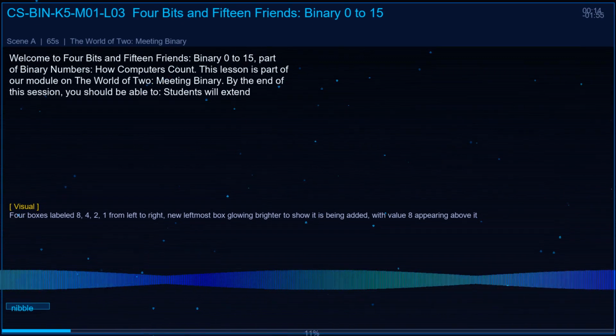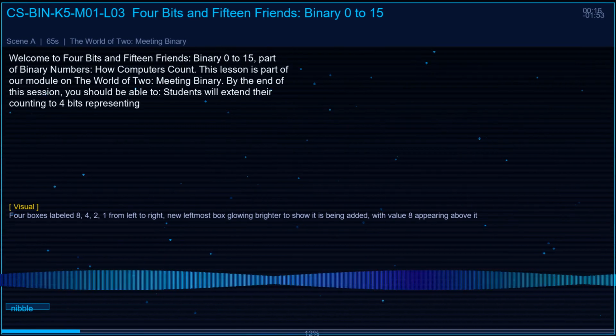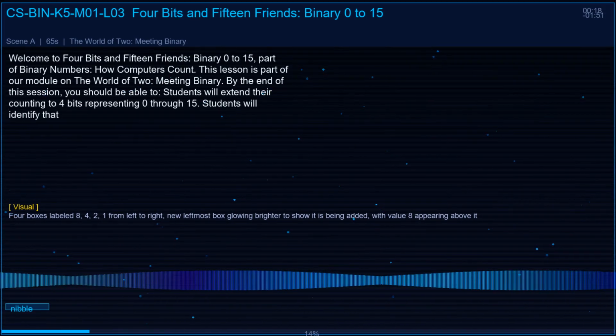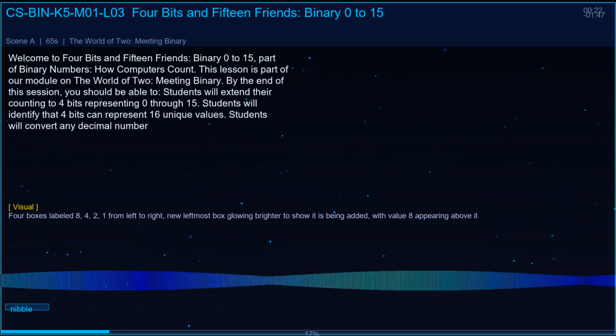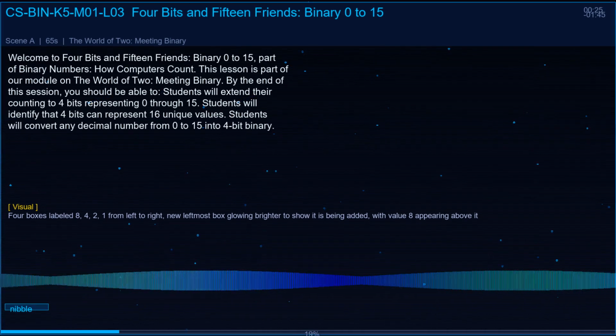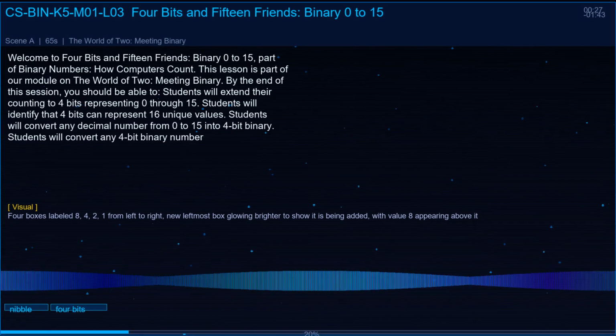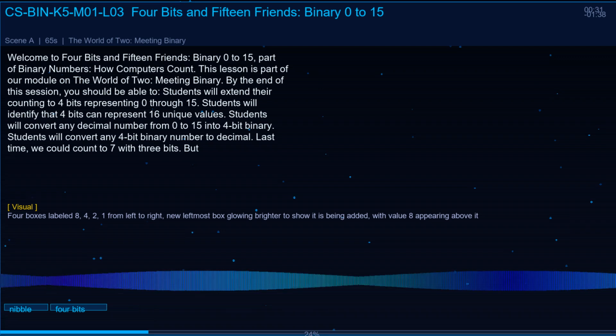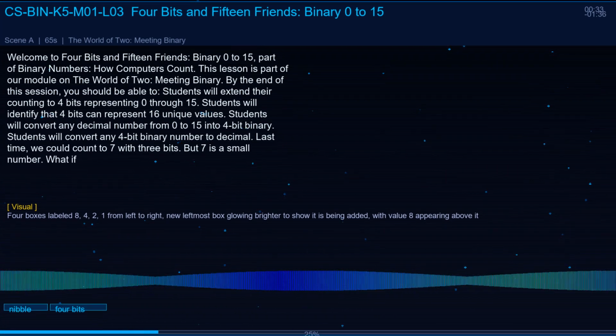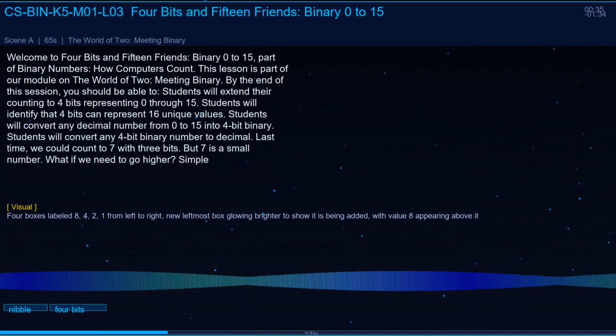By the end of this session, you should be able to: extend your counting to 4 bits representing 0 through 15, identify that 4 bits can represent 16 unique values, convert any decimal number from 0 to 15 into 4-bit binary, and convert any 4-bit binary number to decimal.